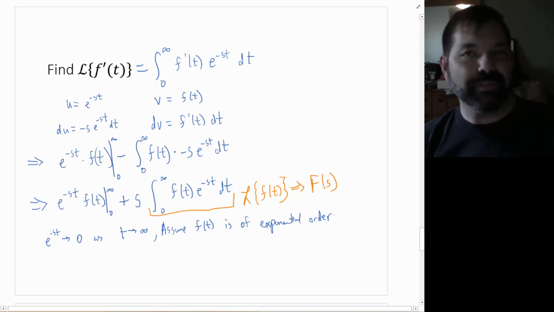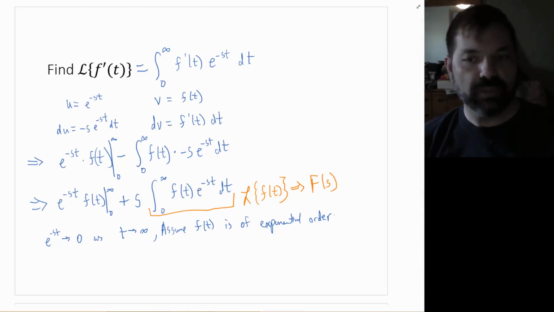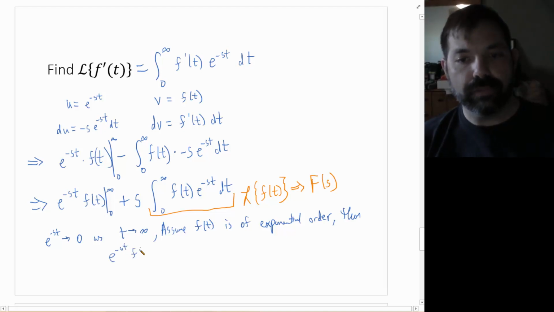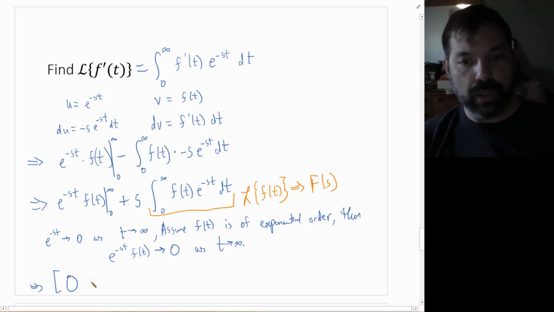What that means is the function is less than some exponential function. It's of exponential order. And under that assumption, e to the negative st f of t will also go to 0 as t approaches infinity. So then what do we have? We would then have 0 minus e to the 0 f of 0 plus s times f of s.